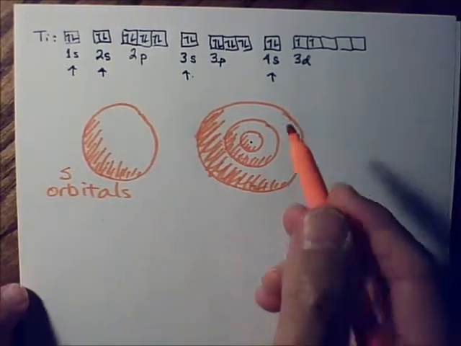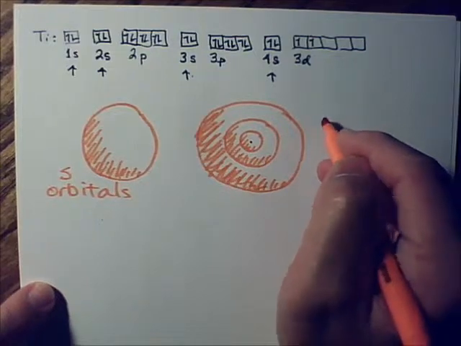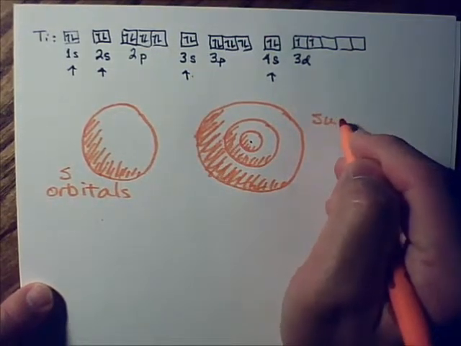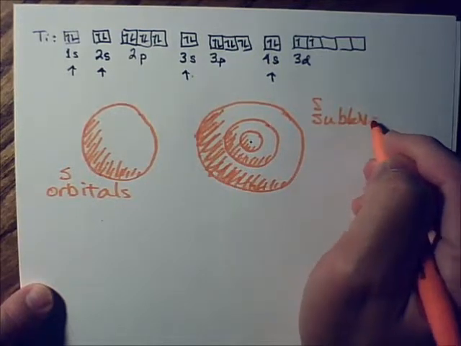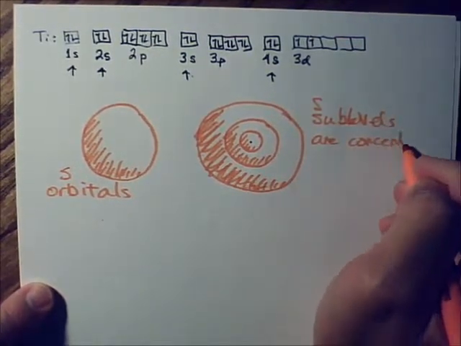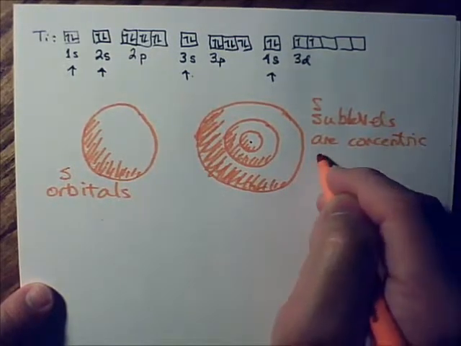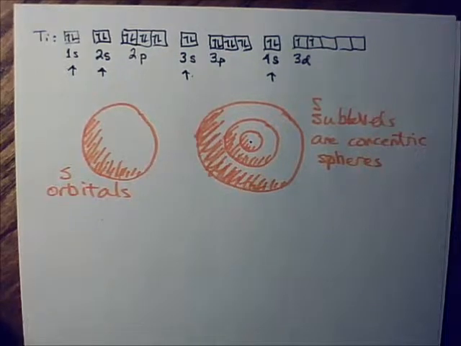Okay, all right. And then so forth. 4s is going to be around that, and so forth, okay? So these are the S sublevels, and they are concentric, meaning one inside the other, spheres. Okay?